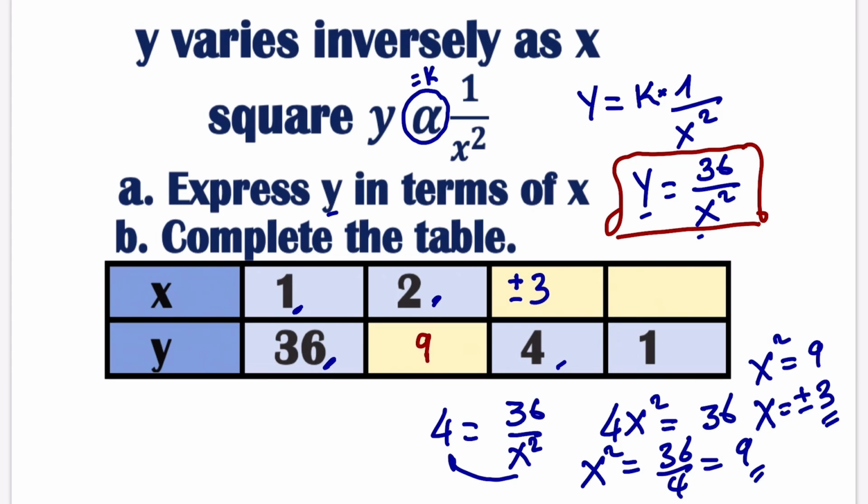Then in this other case, they also gave us y. You need to plug in y here. So what do you think is going to be the value of x?